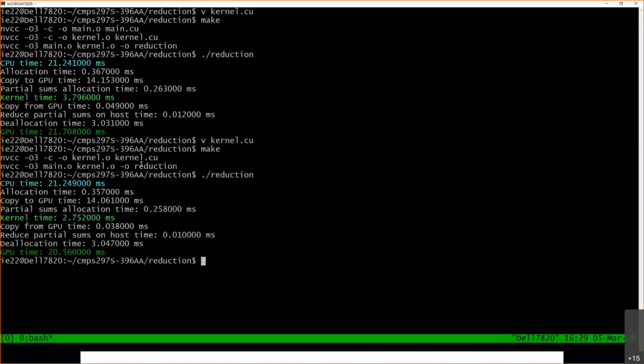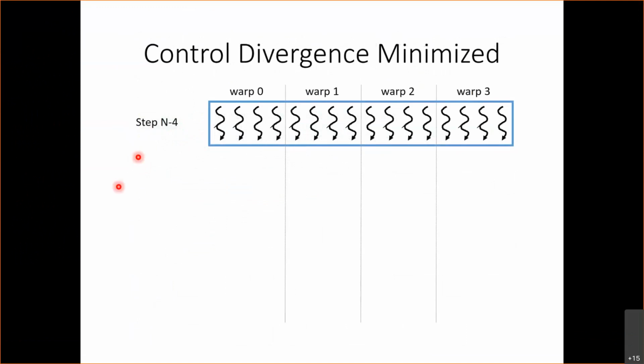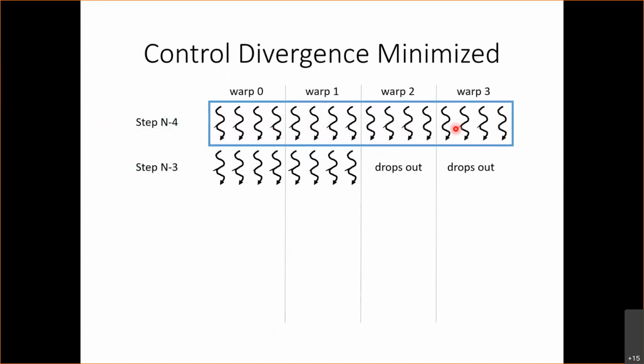Okay, this is the code that we wrote, and a look at what the divergence looked like. We started off with all of these threads being active in the first iteration. In the second iteration, the top half of my threads drop out. So here warps 2 and 3 are dropped out, and warps 0 and 1 are fully utilized, so I have no control divergence in my second iteration. In my third iteration, the top half of the threads drop out again. So here warp 1 drops out and warp 0 is fully utilized. Again, I have no control divergence in this step.